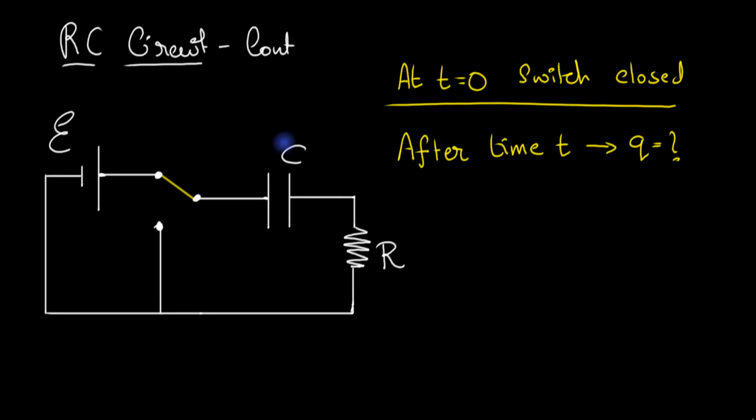Now if you figure out one of the quantities, like the charge, we can figure out the voltage across the capacitor. We can also figure out the voltage across the resistor and the current and everything. So all we need is one quantity, and in this episode I'm going to call that the charge.